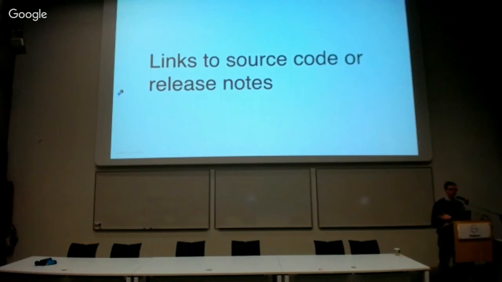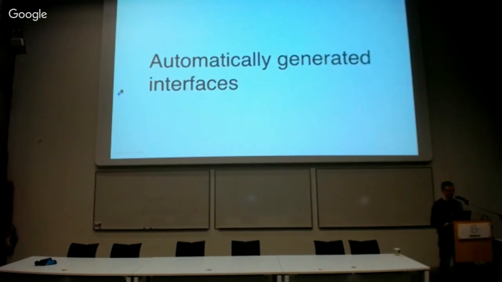Links to source code and release notes, mentioned about the Dockerfile being an example, but there's lots of other source code that goes in. How did it get there? Where did it come from? Shortcut the need to ask people with an API. Automatically generating interfaces would be an interesting idea as well.